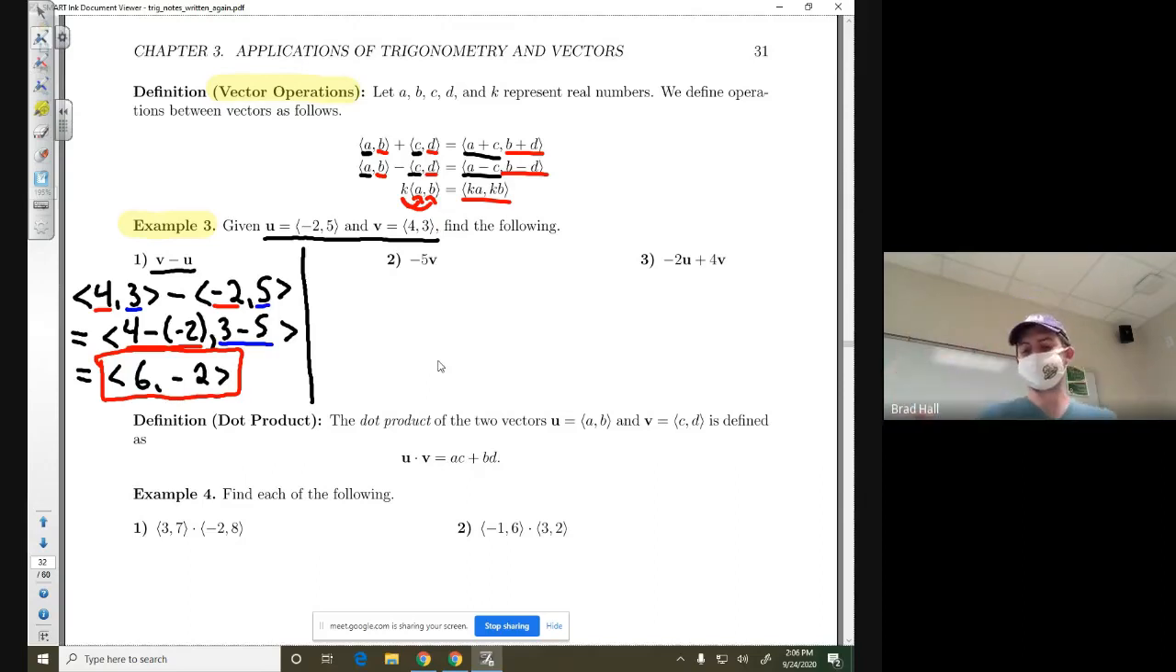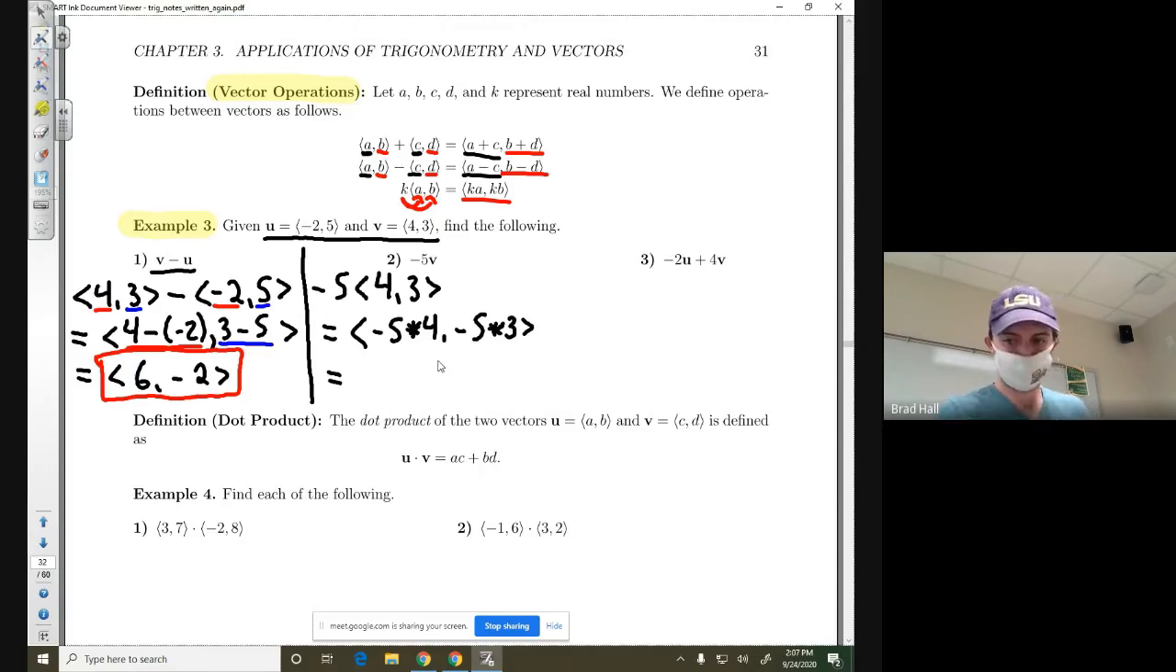So for question 2, it's -5 times the vector v. So what's the vector v? It's 4, 3. So really, when you multiply a number to a vector, you multiply each component by the scalar in this case. So it basically distributes. You could think about it that way. And so that's just -20 and -15.